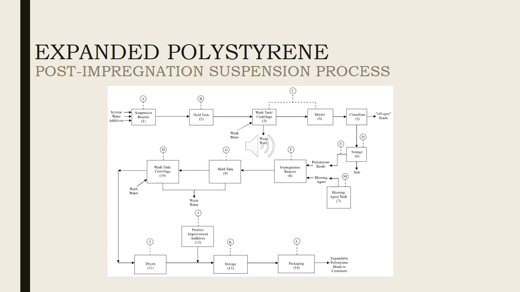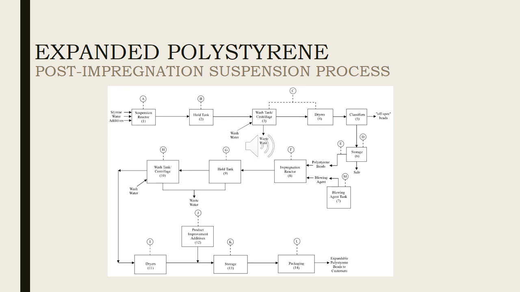In the first line, styrene monomer, water, initiator and suspending agents form the basic charge to the suspension reactor, which is unit number 1. The styrene to water ratio varies with the type of polystyrene required. A typical ratio is about 1/4 to 1/2 monomer to water volume, which means water is double the monomer.